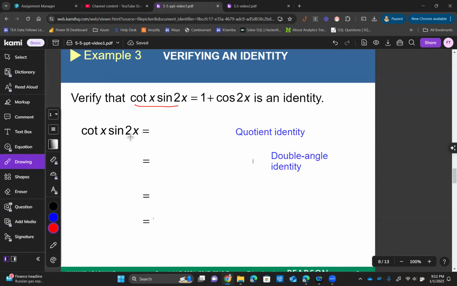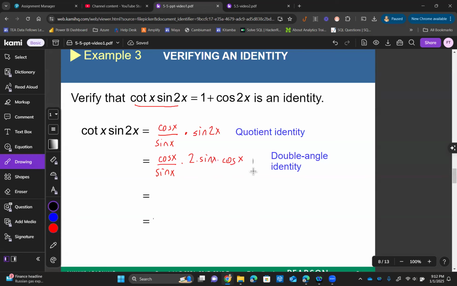So for cotangent x times sine of 2x, we know that cotangent of x can be written as cosine of x over sine of x. This part is called the quotient identity, but we're still multiplying it by sine of 2x. We're going to copy this one as it is now, but sine of 2x can be changed to something else because it's called the double angle identity. In trigonometry class, sine of 2x is always equal to 2 times sine of x times cosine of x.